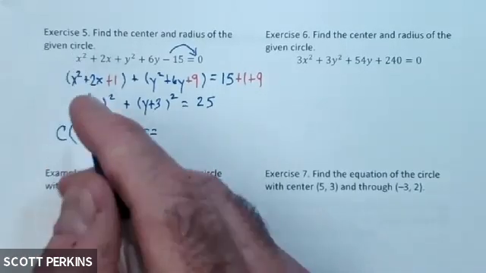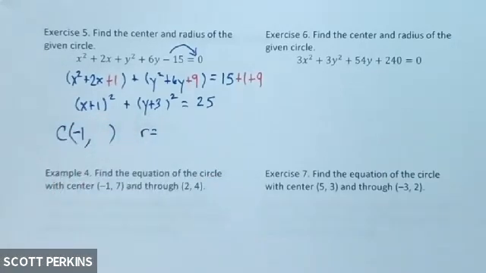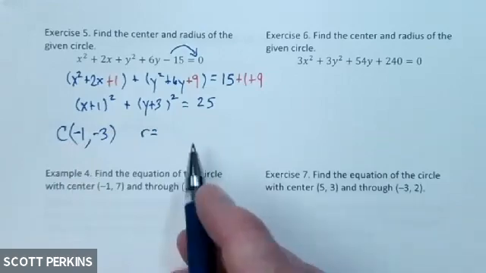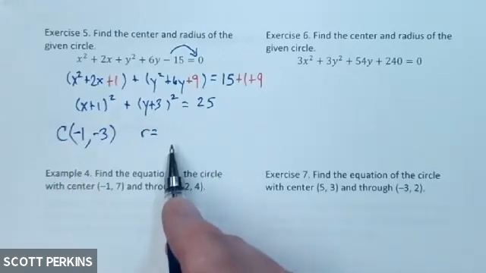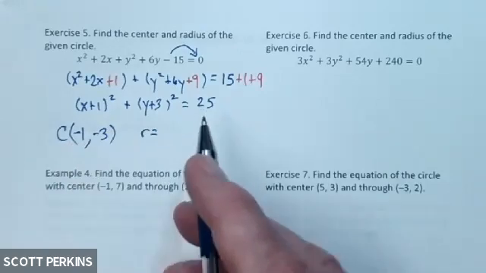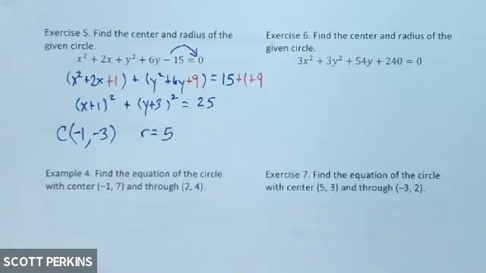-1, true. And then what's the y coordinate of the center going to be? That is great. And then what's the radius going to be? Square root of 25, which is just going to be 5. It has a nice relaxing square root.